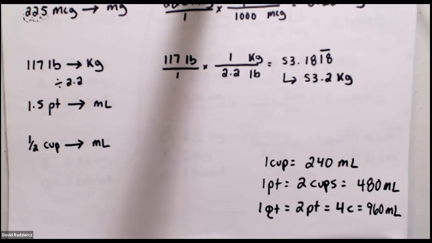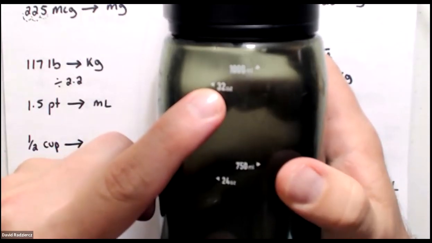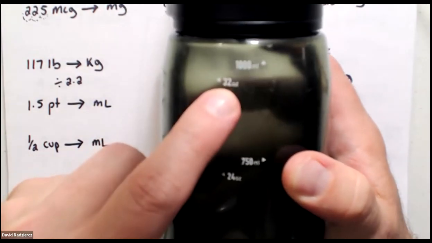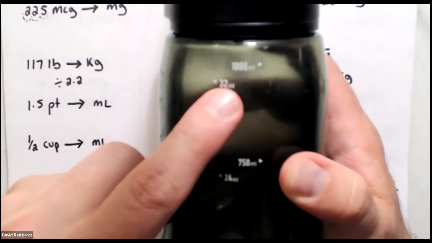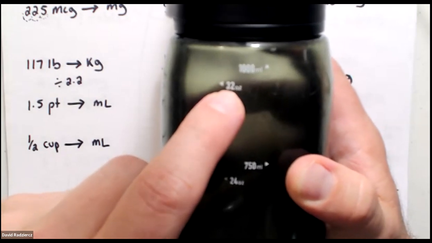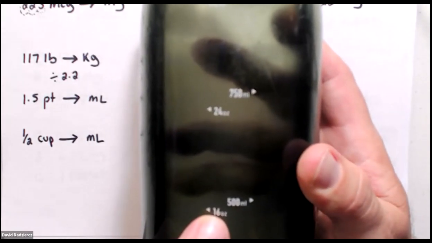Sometimes it's helpful to see this. This is actually a 32-ounce water bottle that I'm displaying, and you can see that the 1,000 milliliters is right there. So you can see sometimes how this correlates. 32 ounces is a quart, and 16 ounces is a pint. So you can see that a pint is actually less than 500 milliliters, it's 480. And if we went all the way down to the 250 ml, and then the 8 ounces, which is a cup, is 240 ml.